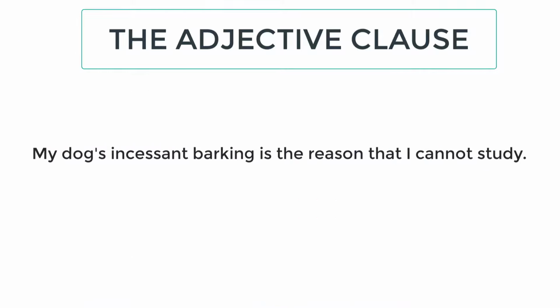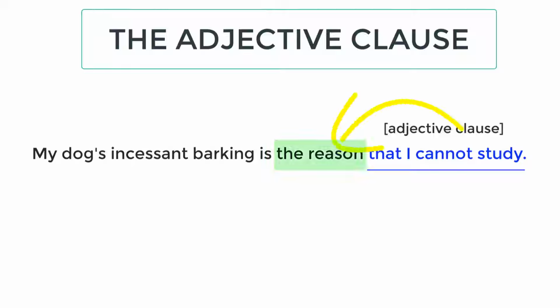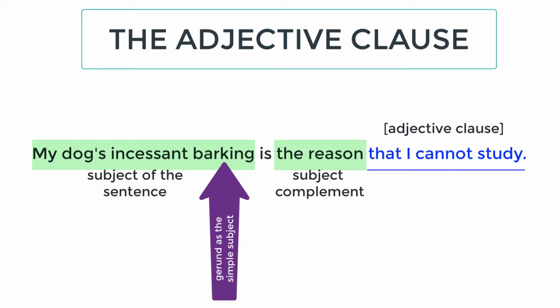My dog's incessant barking is the reason that I cannot study. In this example, the adjective clause is that I cannot study, modifying the word reason. A word of caution here: when using an adjective clause to modify the word reason, do not use why, because why already means reason. So don't say the reason why, say the reason that.